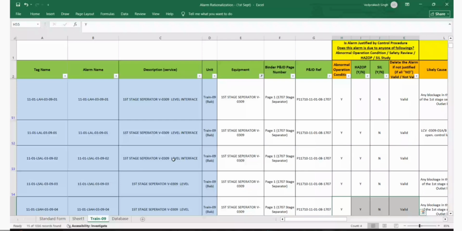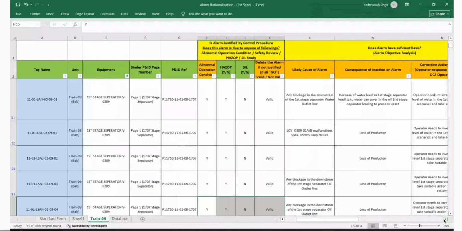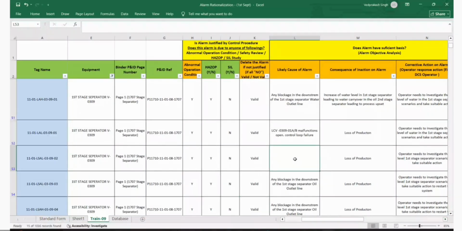Okay. So where were we? I was discussing this one. So this LSAL manual. Why will there be low level in the separator? First is separator LSAL 30902.